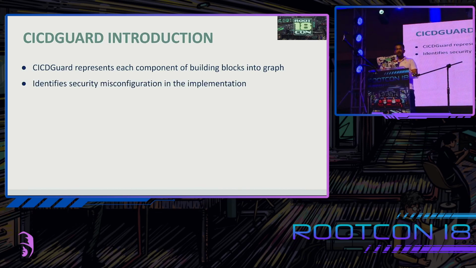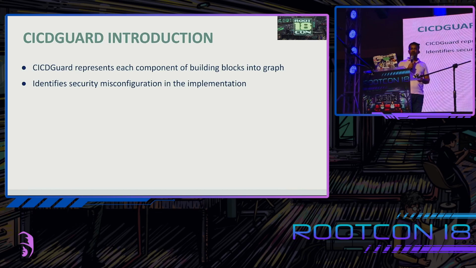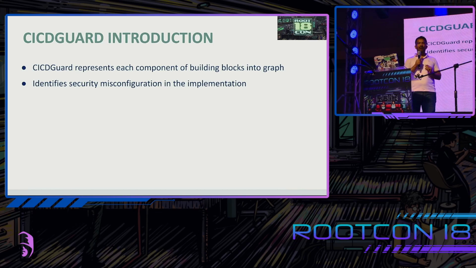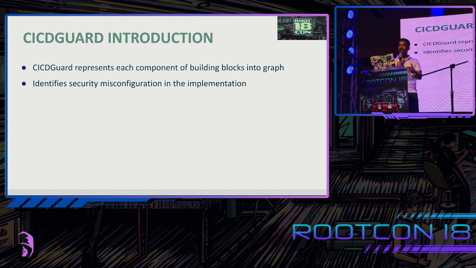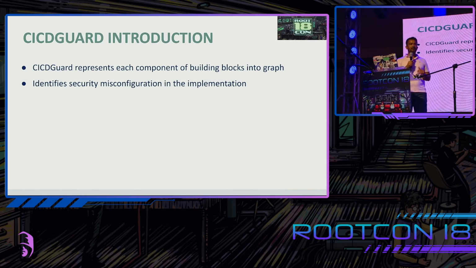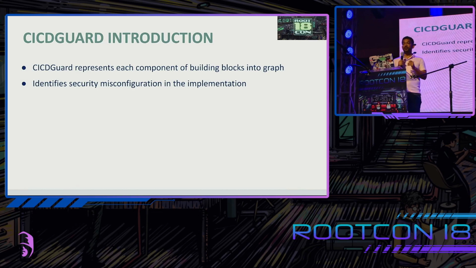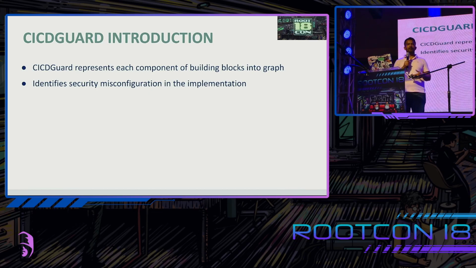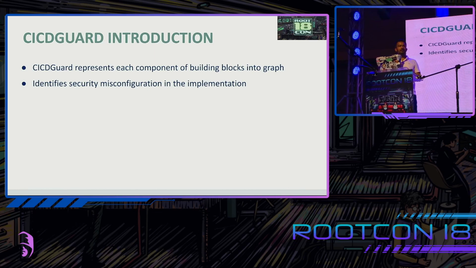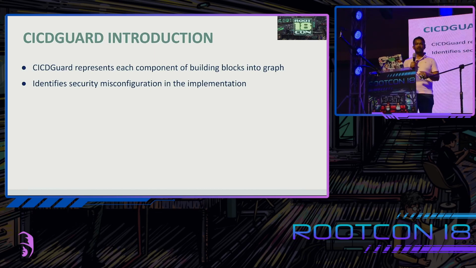The second piece is obviously the security part. After CICDGuard collects all the information about the configured or the target environment, it identifies the security misconfigurations and security issues around that target environment, and then obviously provides the recommendation, the solution, and the description, all of those details, to the user of the software.